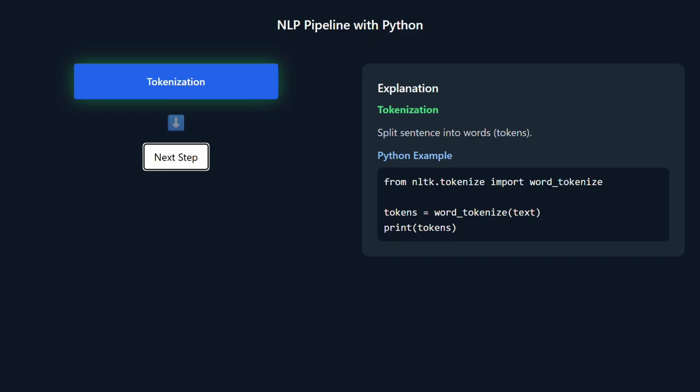Imagine a teacher checking exam papers. It is easier to check one answer at a time rather than looking at an entire paper at once. Similarly, tokenization helps the computer process the text efficiently. In our next video, we will learn exactly how tokenization works using Python code also.